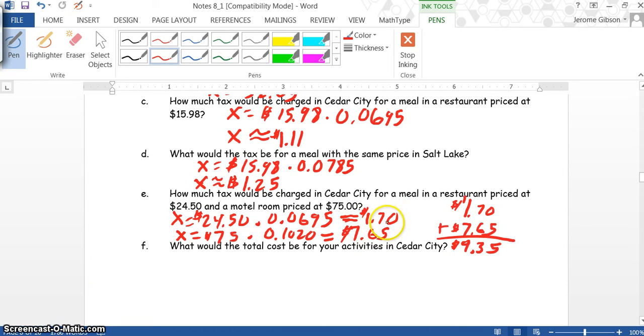Now we need to add these two values together. I took the liberty of adding these two values together and came up with $9.35. That would be the total amount of tax you would pay for the meal and also the motel room. Now we have F. What would the total cost be for your activities in Cedar City?